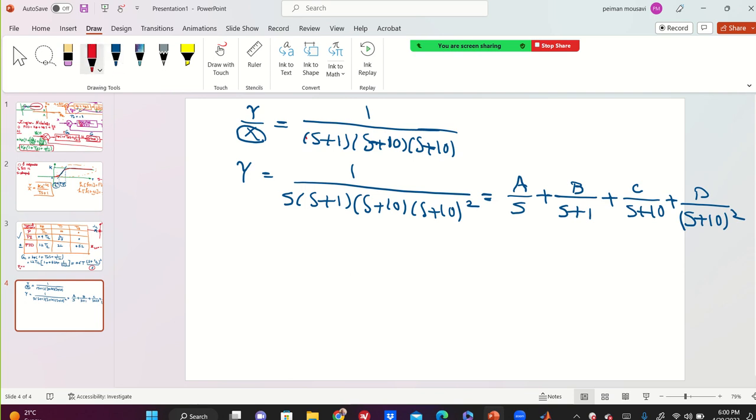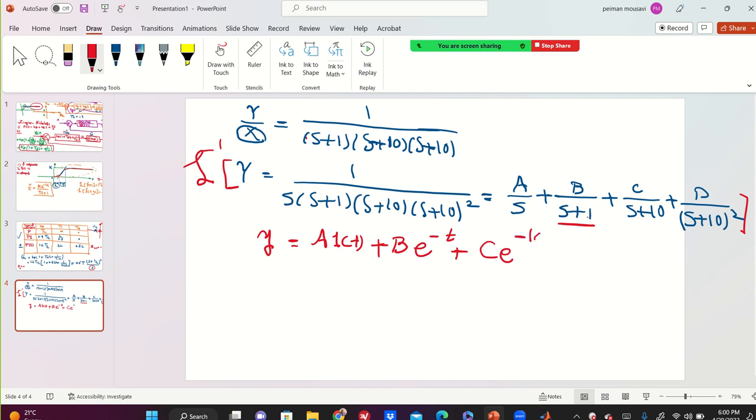Now I want to find y. Laplace inverse. The output of the system is going to be, look here guys, a unit step plus B, if you remember the first order system, e to the minus t, this one comes here, plus C e to the minus 10t. That's right. See what I'm saying?